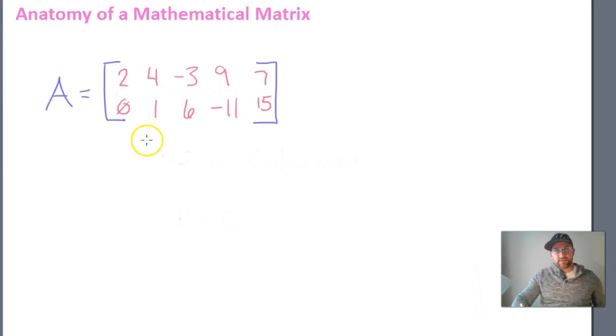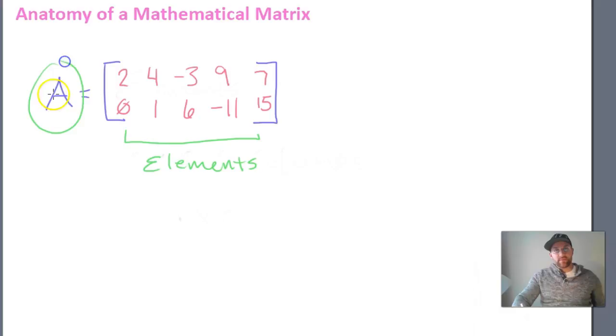Alright, so we have this matrix that has these elements in it. These are elements. And when we refer to an element, we will take the name of the matrix, in this case A, write it in lowercase, and subscript i, j. These are variables for the row and column. And remember, it's always row, then column. So if I were to describe matrix A, I would say matrix A is 2 by 5: 2 rows by 5 columns. Now i refers to the row, and subscript j refers to the column.